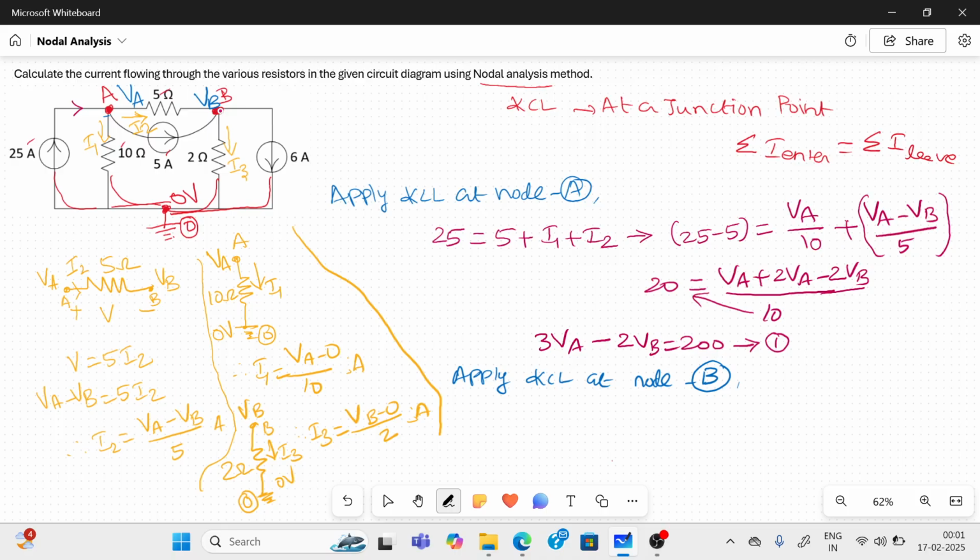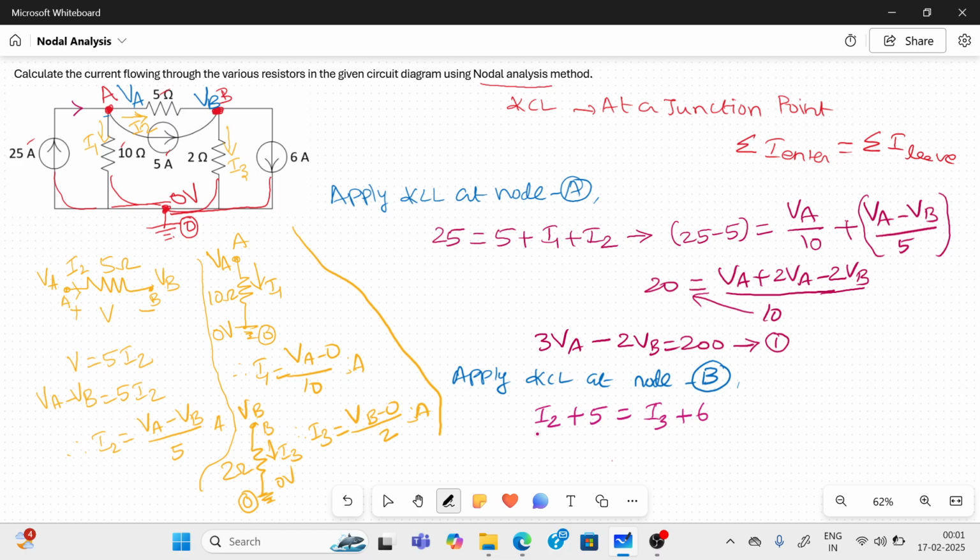So for node B, what are the currents entering? What are the currents leaving? The entering currents are I2 and 5 amps. I3 and 6 are leaving. So I2 plus 5 amps are entering, right? This I2 is entering, 5 amps is entering, so I2 plus 5. I3 and 6 will be leaving. So I am writing on the leaving side, I3 plus 6.